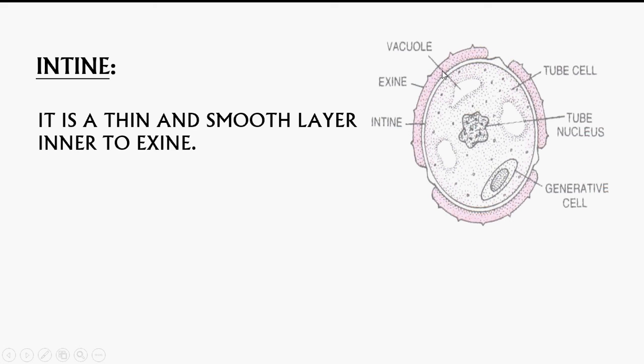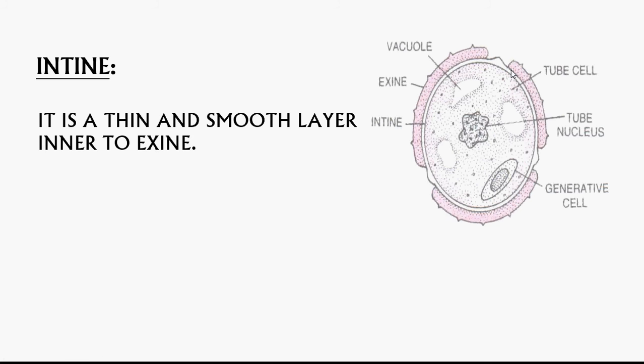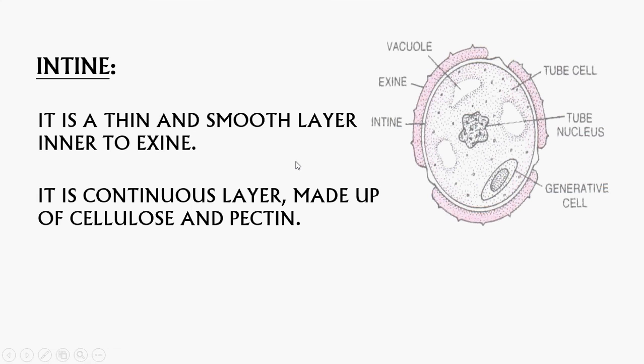So now here the point is intine. It is a thin layer present inside the exine. That means below the exine. This is the exine. Below that, this layer is called intine, and it is continuous, not like exine. Exine is absent in some areas, but intine is a continuous layer. There are no thin or absent areas of this intine. Intine is a continuous layer, and its composition is cellulose and pectin, whereas exine is made up of sporopollenin.